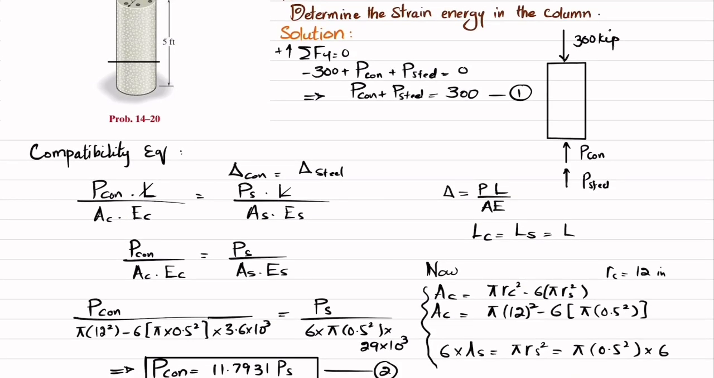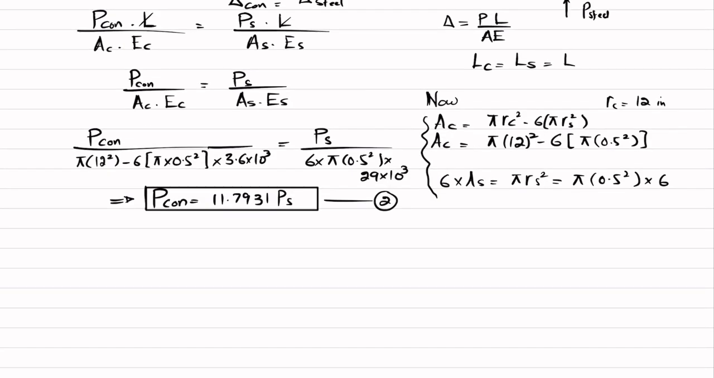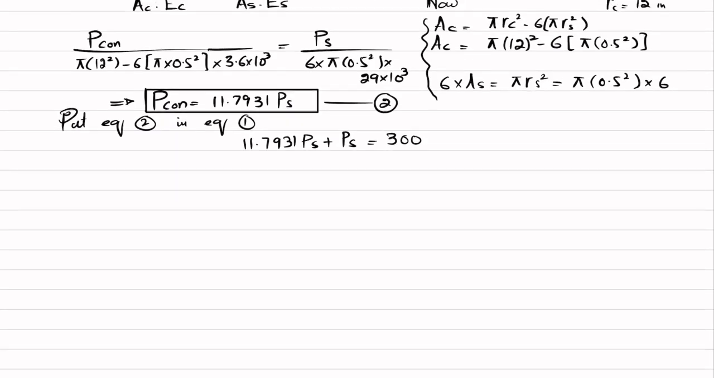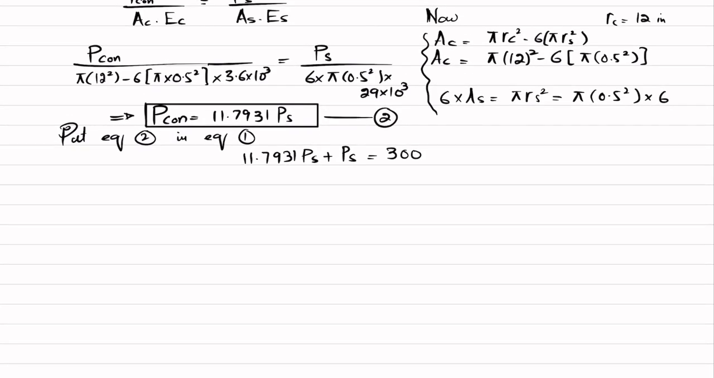Now put the value of P of concrete in equation number 1. So put equation 2 in equation 1. So 11.7931 P of steel plus P of steel is equal to 300. What I did is that I replaced P of concrete with its value, and P of steel was there, so their sum must be equal to 300. Now when you solve this, you will get P of steel equal to 23.45 kip. So out of 300 kip, the steel rods take 23.45 kips load. This is equation number 3.